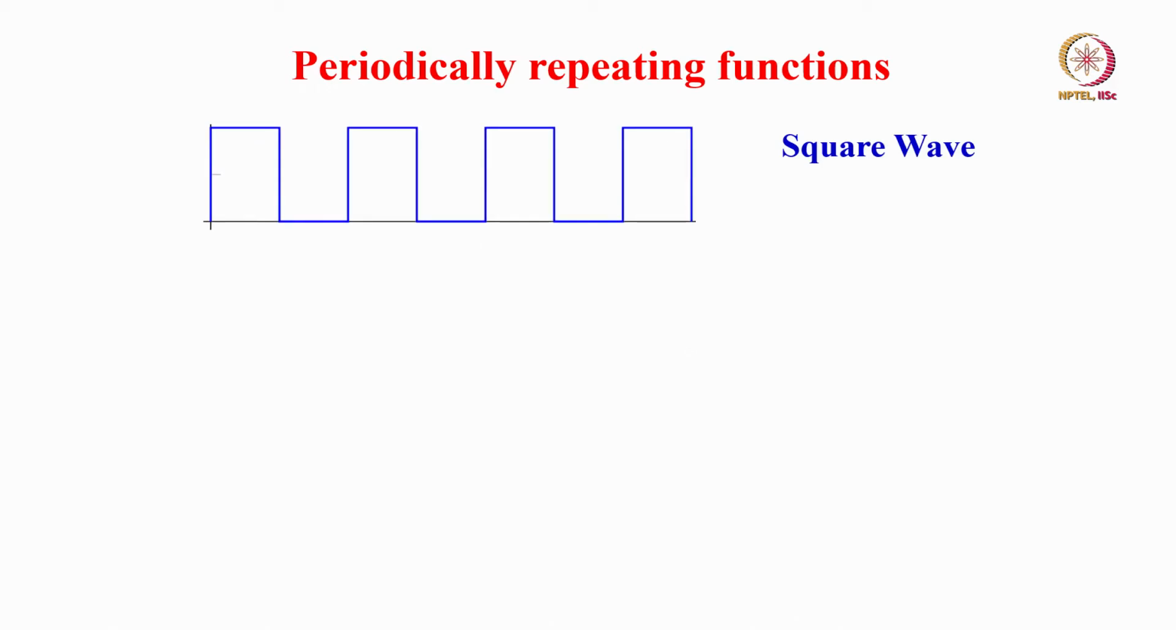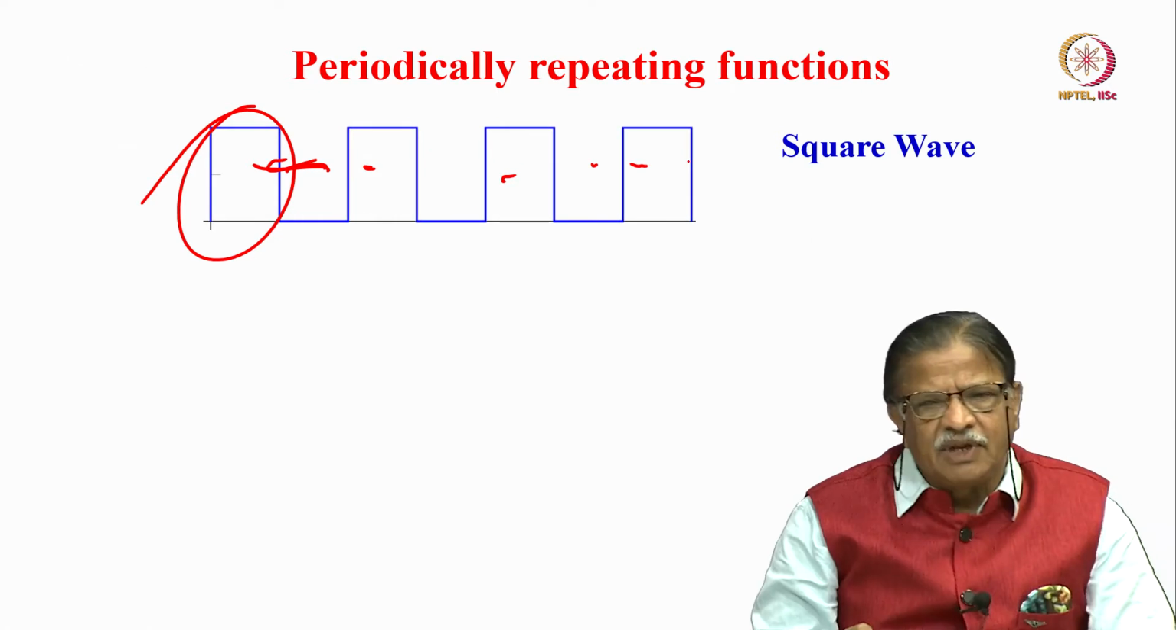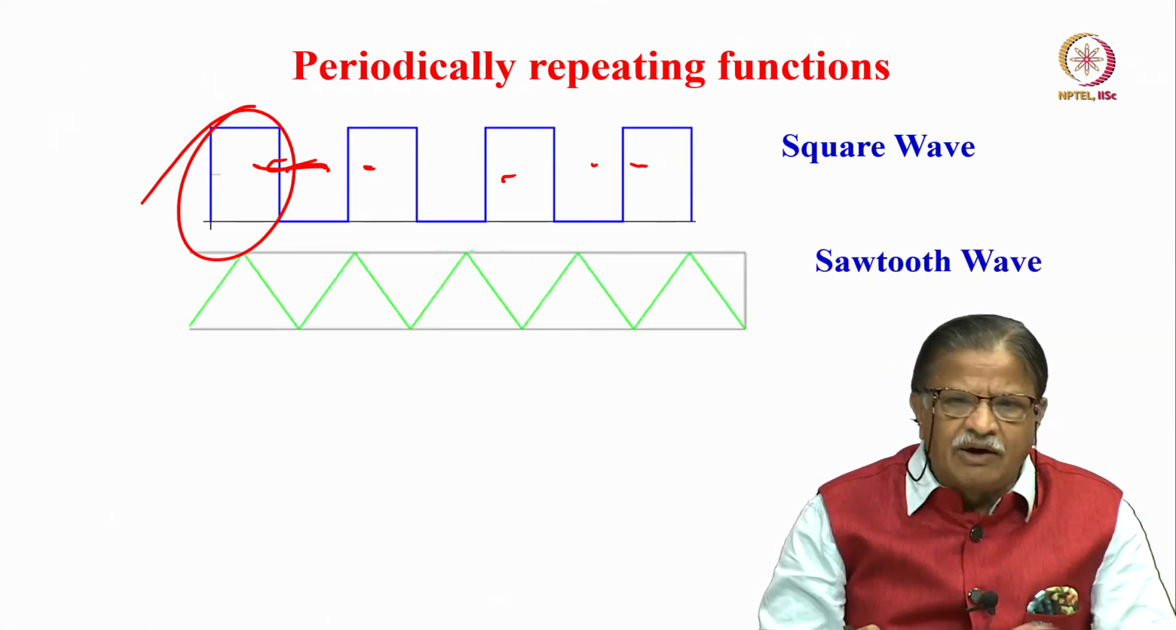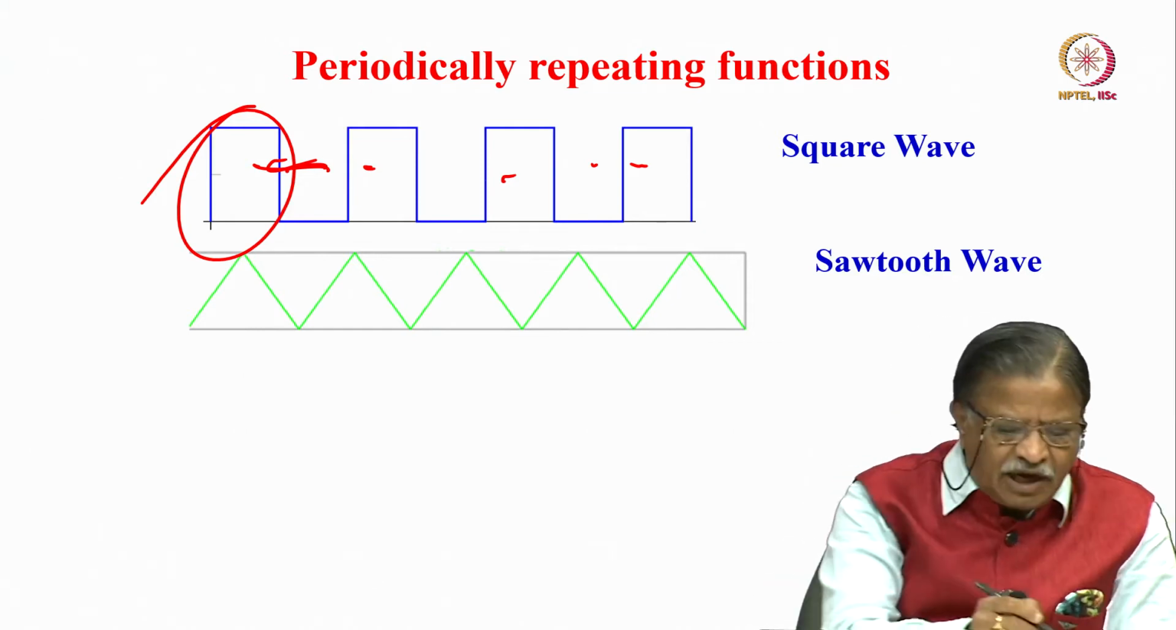One of the things you can see is a square wave. Is it periodic? Of course, yes. This is the base function, which with some interval keeps on repeating n number of times. It is a periodically repeating function. It is a square wave. Now consider this one. It is a sawtooth wave.